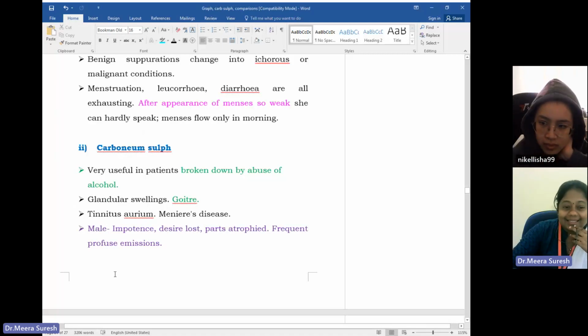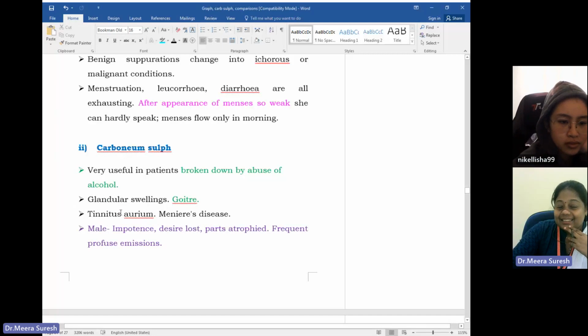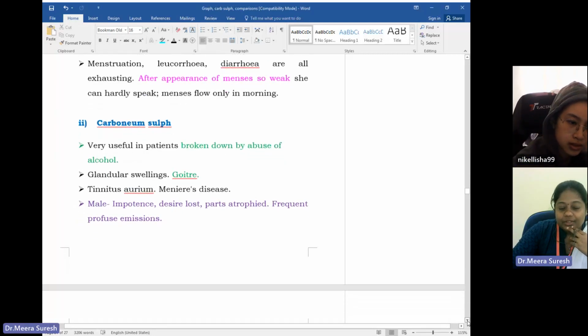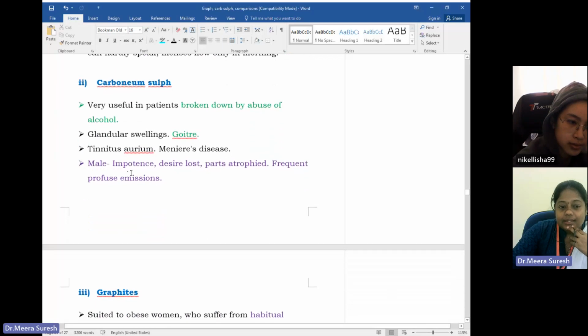Then I connected with this glandular complaints, even the ear complaint. I just considered it like that. The Meniere disease, tinnitus aurium, that comes under the carbonium salt. And even in males, they have impotence, the desire lost, parts atrophied, frequent profuse emissions. So that comes under the carbonium salt. Anyway, the most important will be the goiter and then the constitution, which is broken down by alcohol, narcotics, and all the other constitutional symptoms we mentioned.